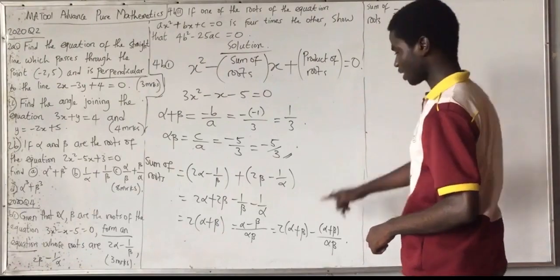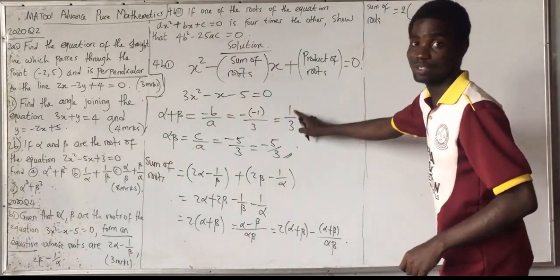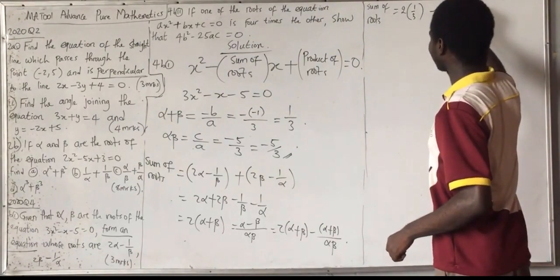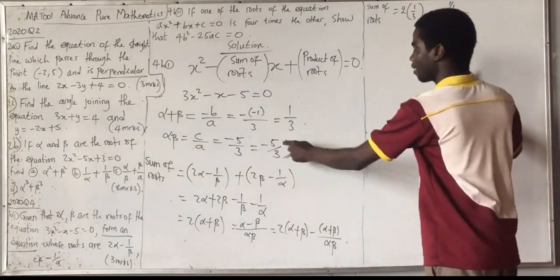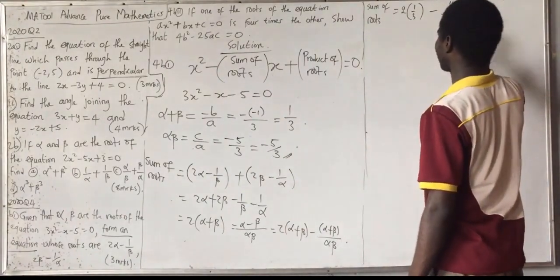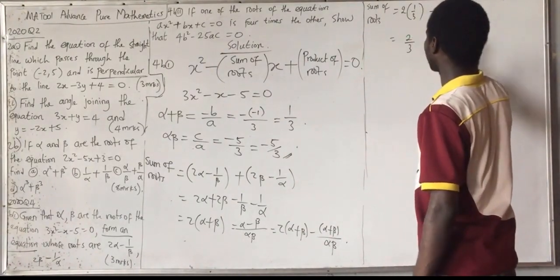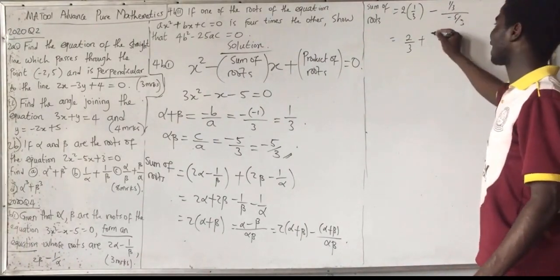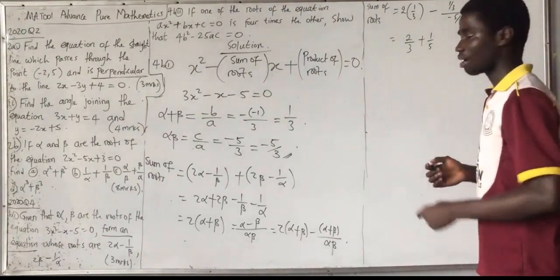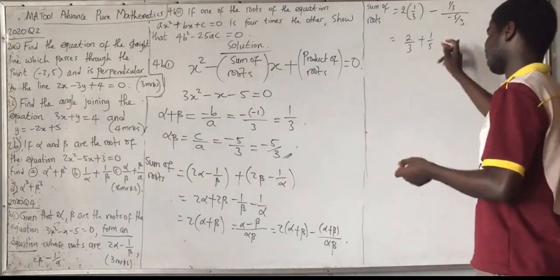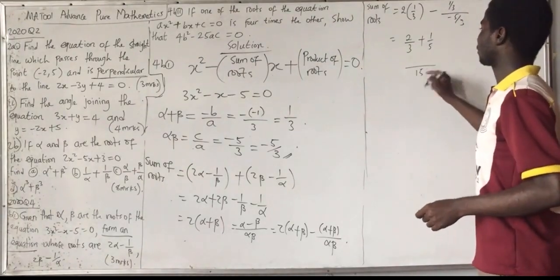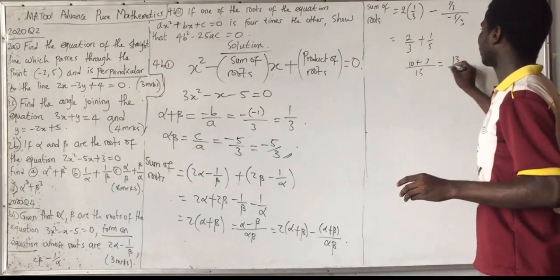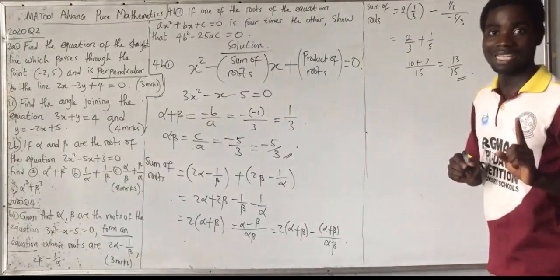is 2 times alpha plus beta. What is alpha plus beta? Minus b over a. We've done that already, 1 over 3. Minus, that's 1 over 3 again, all over alpha beta. Alpha beta is minus 5 over 3. This is 2 over 3. Minus times minus will give me plus. 1 over 3 divided by 5 over 3, the answer will actually be 1 over 5. If you use calculator, you will get it. If you simplify with your hand, you will get this. LCM is 15. 15 divided by 3, 5. 5 times 2, 10, plus 3. So the answer is 13 over 15. That's what I have as the answer.